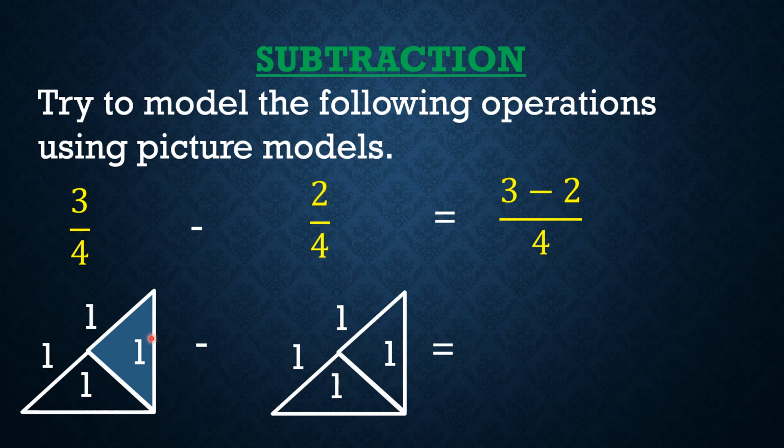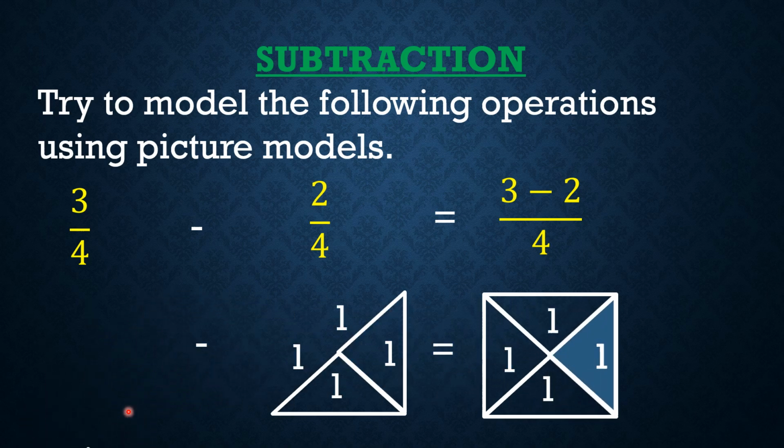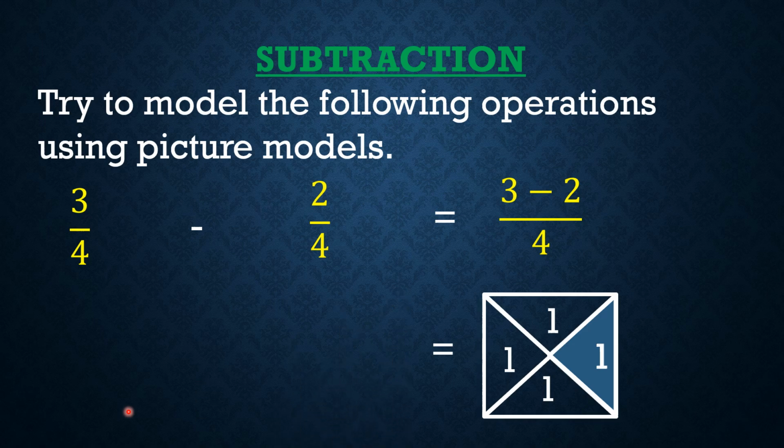As you see, I am left with only 1 part taken from 4 parts. This will give only 1 part remaining from 4 parts. Now, this model diagram is going to represent 1 over 4, which is 1 part taken from 4 parts, which will be the answer here. As you see, 3 minus 2 divided by 4 is 1 over 4.